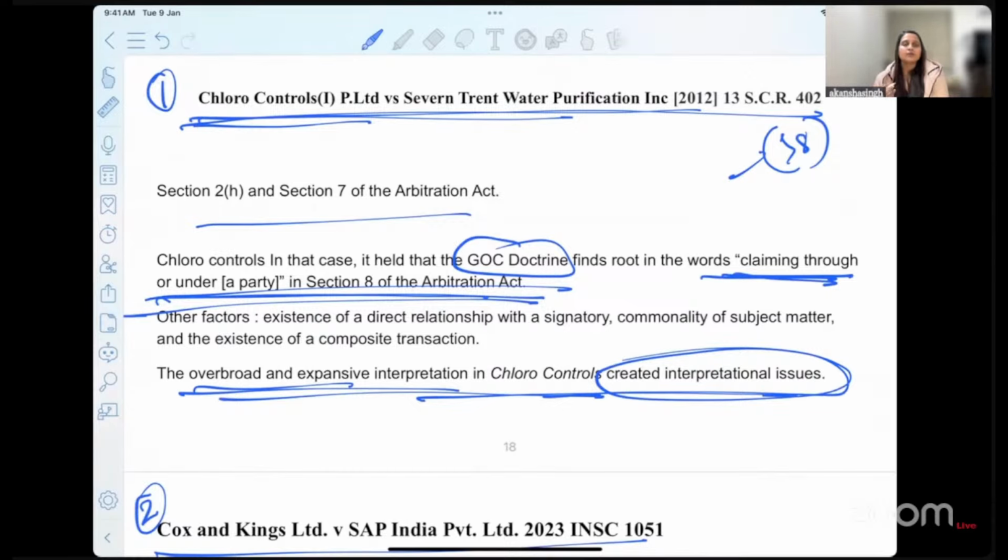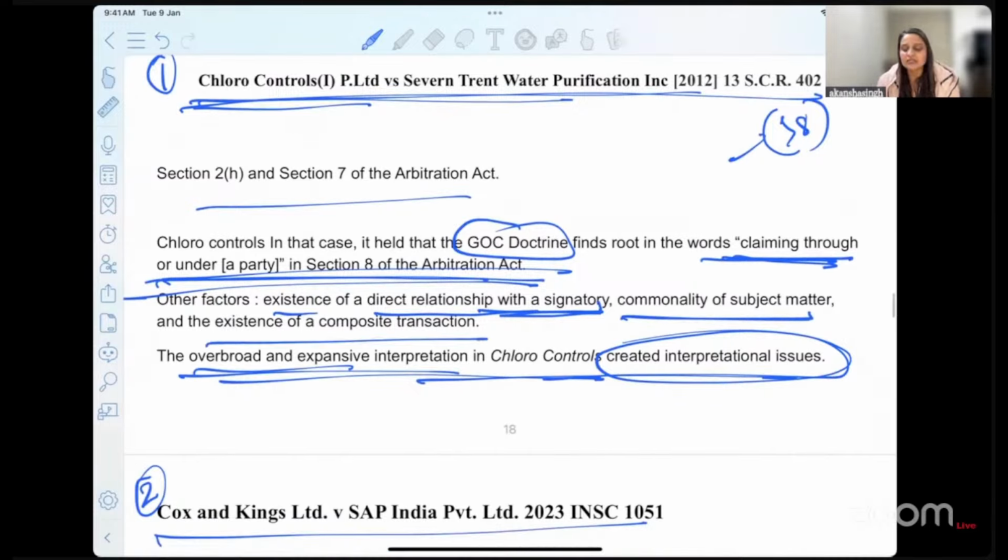The other factors which were laid down in this particular case were that if we want to include a non-signatory, we have to find out the existence of a direct relationship with a signatory. Now, what is the direct relationship? I'll tell you. Commonality of the subject matter, I'll tell you this also with the recent case law, and the existence of a composite transaction. So these are certain grounds. They said that if you want to include a non-signatory, just see whether the non-signatory had a direct relationship with the signatory or not, and whether the subject matter of the transaction between the non-signatory and the signatory is common or not. So these are the grounds that have been told.